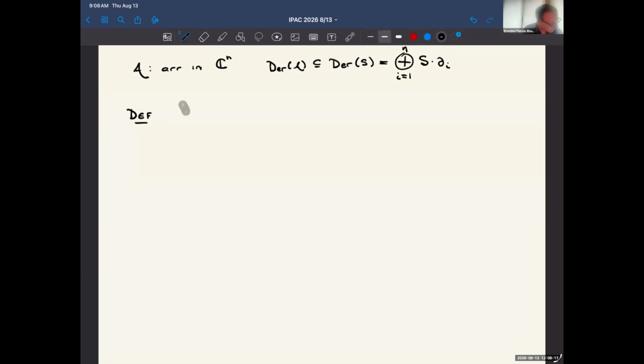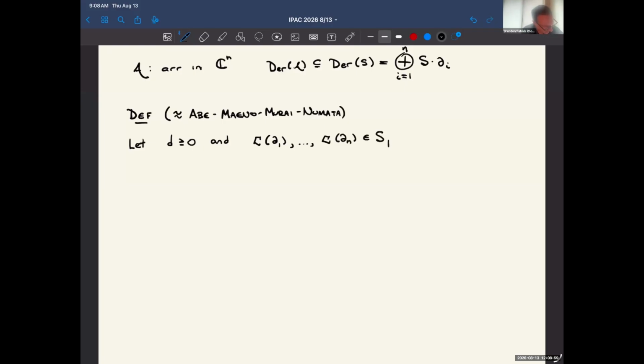And this definition is a slight generalization of something introduced by Abe, Takuro Abe, Maeno, Murai, and Numata. So here's how it goes. I'm going to let d be a non-negative integer, and I'm going to choose polynomials c(∂_1), c(∂_2), up through c(∂_n), which are homogeneous of degree d.